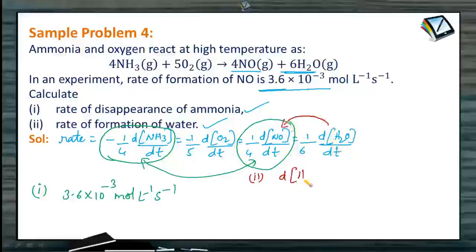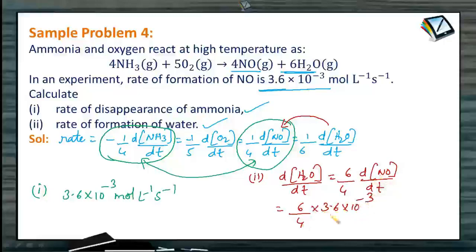d[H2O]/dt, that is what we require. This is equal to 6 upon 4 multiplied by d[NO]/dt. You know that rate of formation of NO is 3.6 into 10 power minus 3. So this becomes 1.5 times that, and the final answer is 5.4 into 10 power minus 3 mole liter inverse second inverse. So that is about the simple problems based on the rate of reaction.